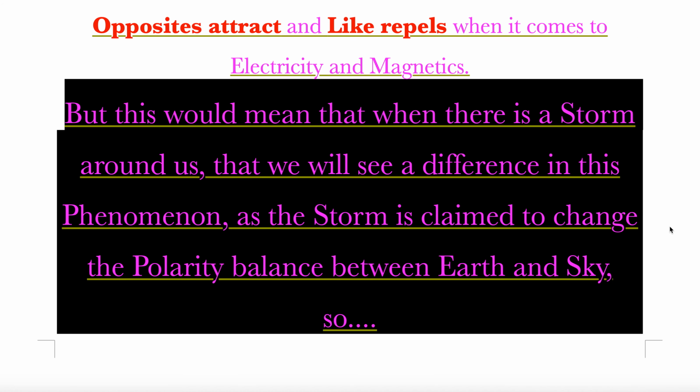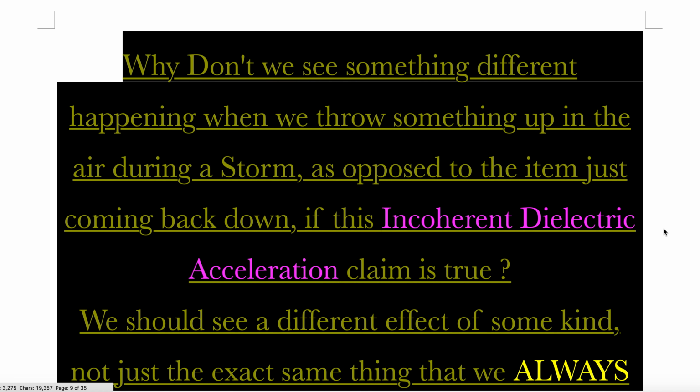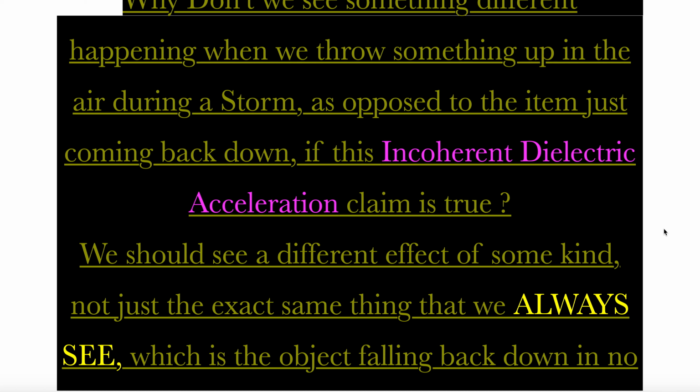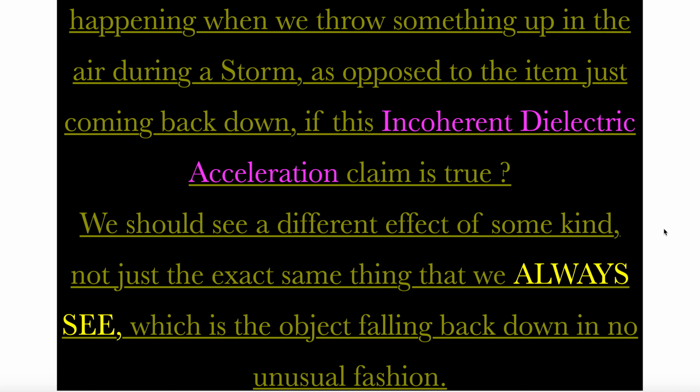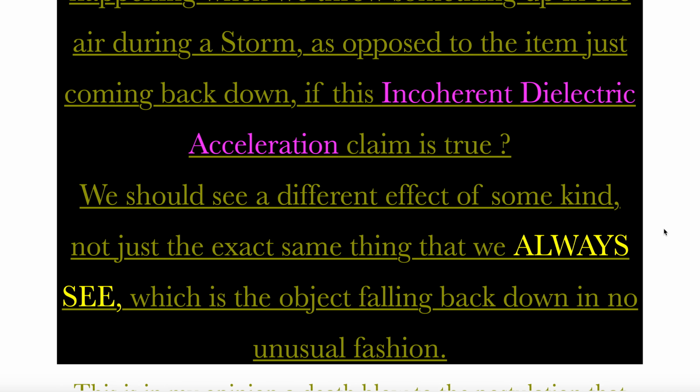But this would mean that when there is a storm around us, we will see a difference in this phenomena, as the storm is claimed to change the polarity balance between Earth and sky. So, why don't we see something different happening when we throw something up in the air during a storm, as opposed to the item just coming back down, if this incoherent dielectric acceleration claim is true? We should see a different effect of some kind, not just the exact same thing that we always see, which is the object falling back down in no unusual fashion.